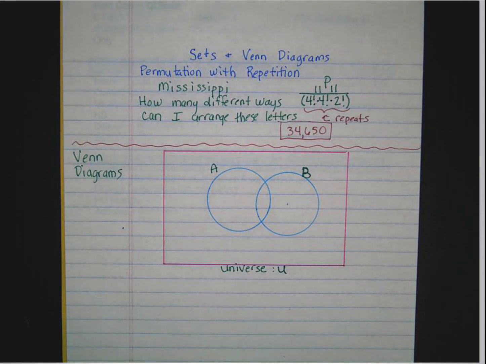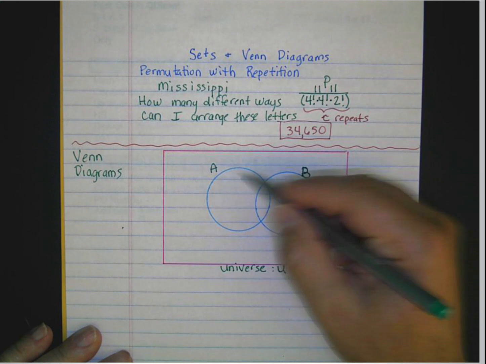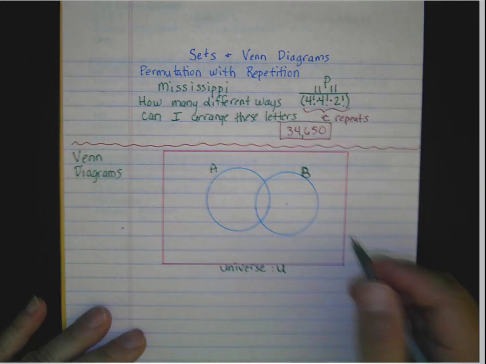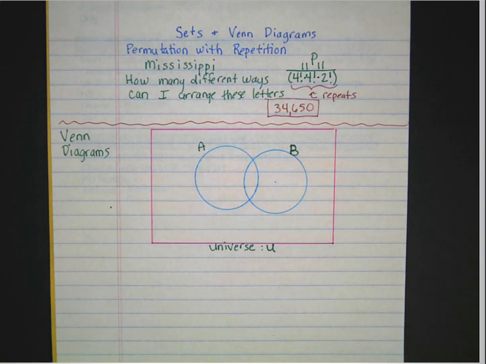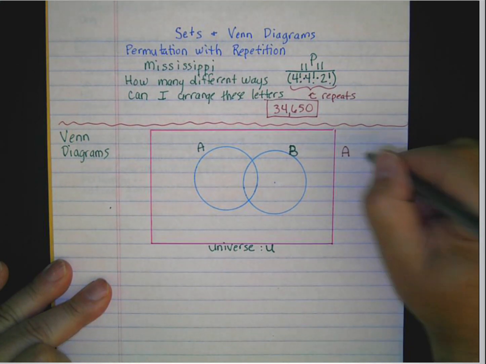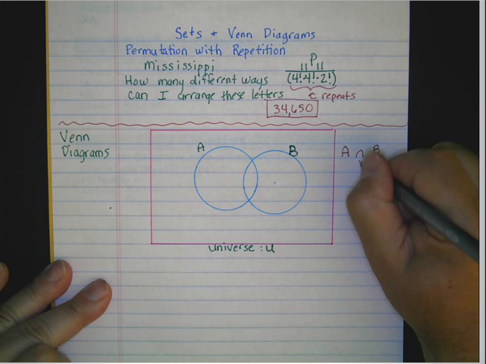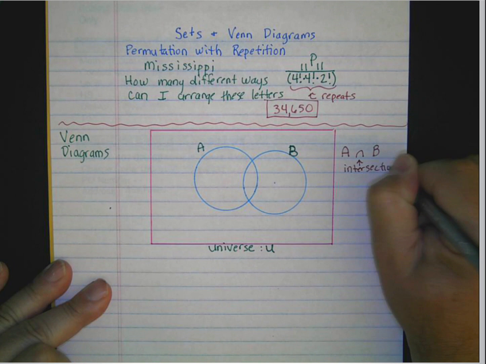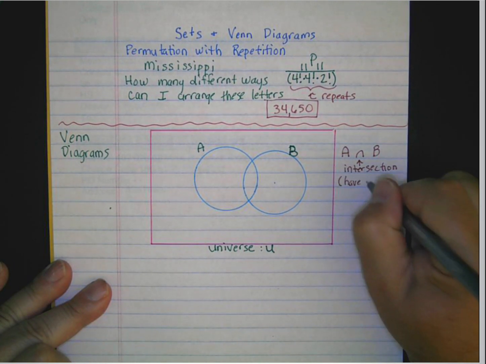These represent B. Everything that's in B is in that circle. Everything that's in A is in that circle. Then everything that overlaps is in both of them. So we have to learn some things here. A intersection B, that's the intersection. That's what that symbol means right there. That's what the two things have in common.